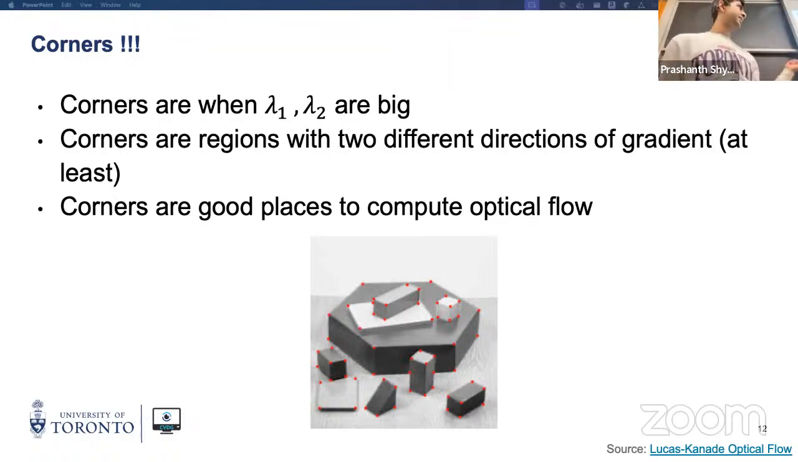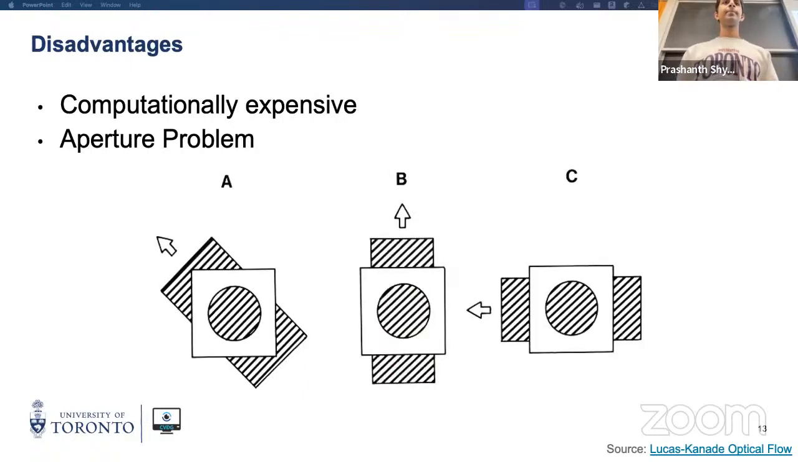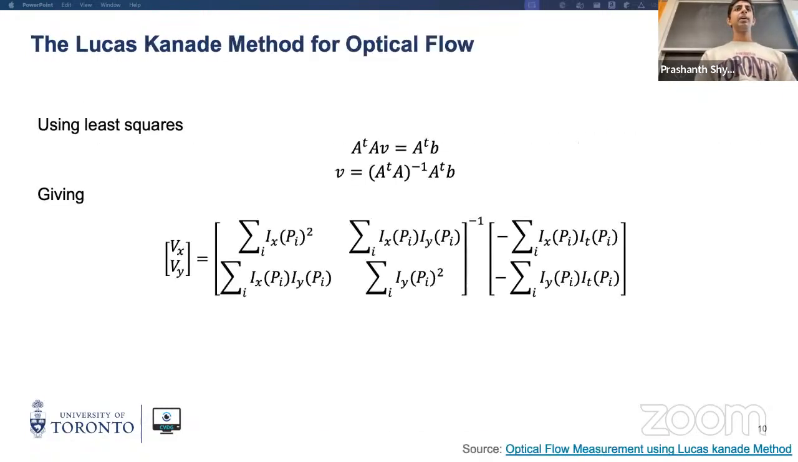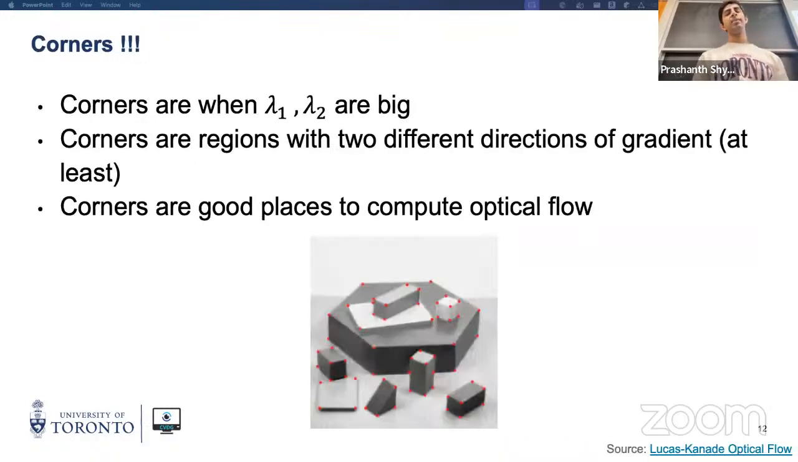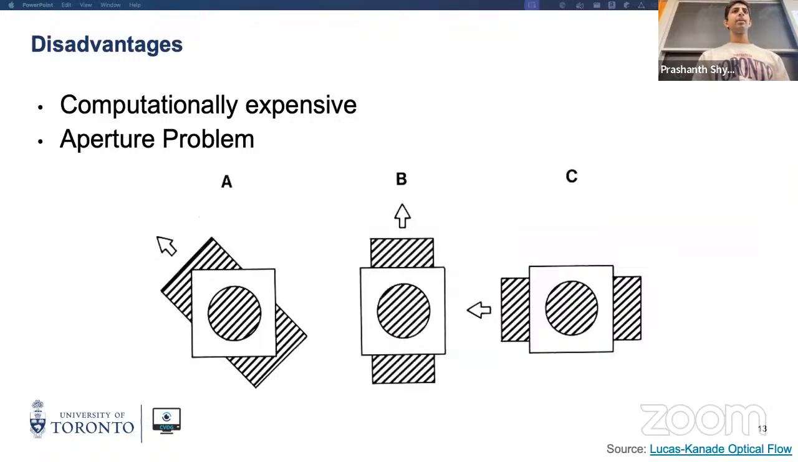And this is an extremely good place to calculate optical flow, because that's how the condition gets satisfied. Now, the issue with this is that it's, again, computationally expensive, because this function gets applied to each pixel and that needs to be run for each frame. That, and the aperture problem.